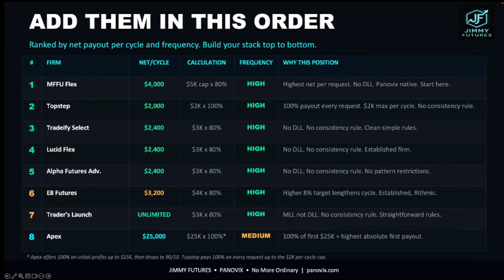But I would add them in this order: My Funded Futures Flex first, Topstep second, Tradeify Select third, Lucid Flex fourth, Alpha Futures Advanced fifth, and only because they're more expensive and you can only have 3 accounts. E8 Futures, you can have 5 accounts. Traders Launch are ultimately kind of last for me because I can't copy them with my copier. And then potentially Apex. So that's the order I would personally add them in. I have accounts at the first 7. I do not have an account with Apex.